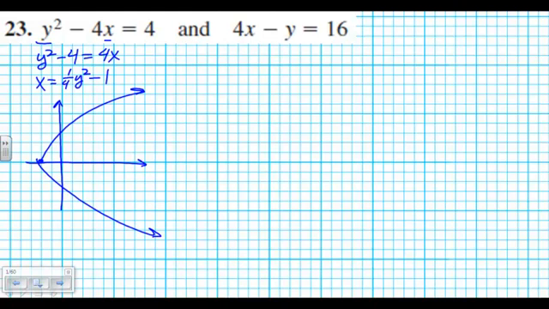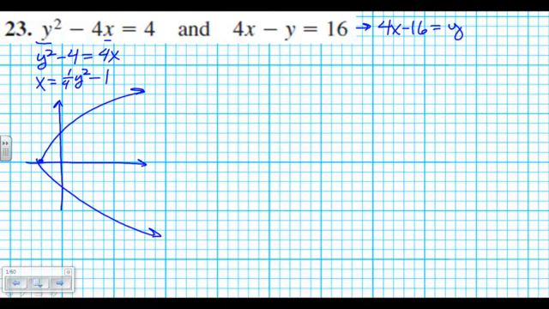What about the other thing, 4x minus y is equal to 16? What kind of curve is that? It's a straight line, a diagonal line with a positive slope. Well, if I do the standard rewrite of this, I get 4x minus 16 is equal to y.